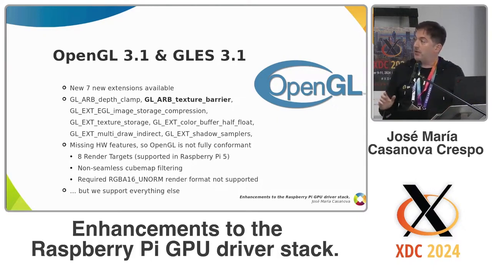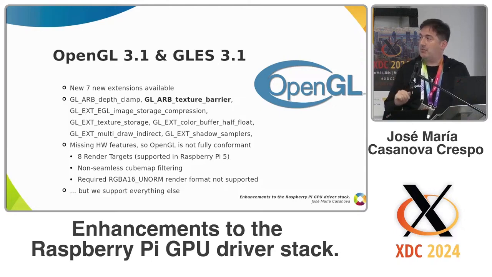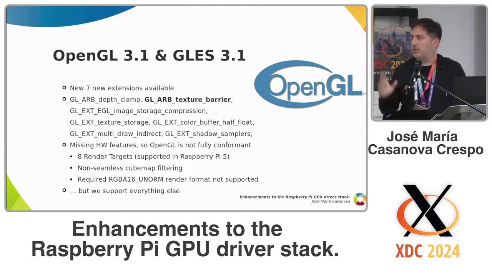As I commented before, we cannot claim a conformant OpenGL 3.1 version because on the Raspberry Pi 4 we don't have support for 8 render targets, but we do have it on the Raspberry Pi 5. That was solved. It's not used much by applications, but it's a requirement of the spec.